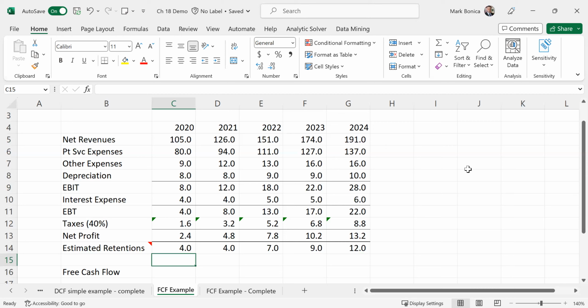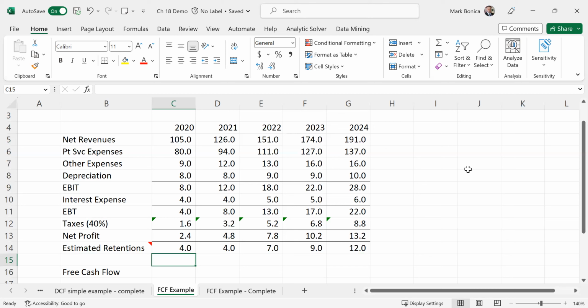So we're going to add back the depreciation because it's not a cash expense. It's meant to help us understand the value being created, but it doesn't actually capture the cash. So we want to get a better representation of the cash. We're going to take the net profit and add back the depreciation. So 2.4 plus 8 gives me 10.4.